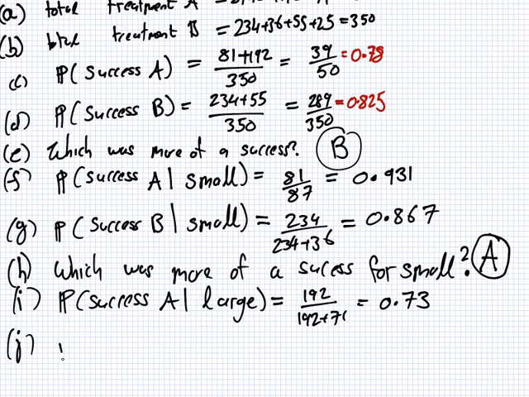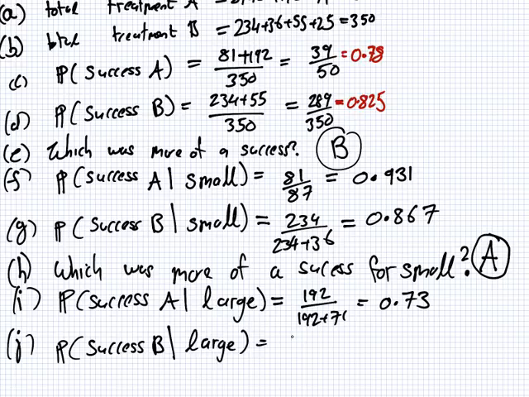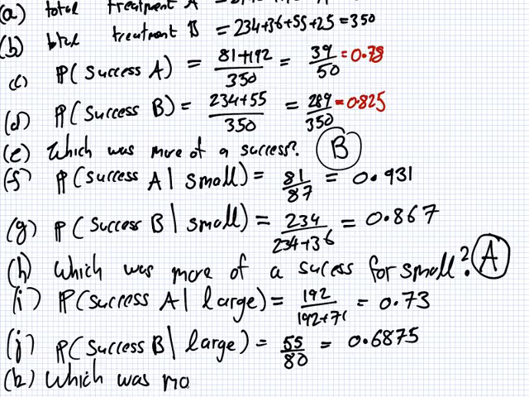What's the probability of having a successful treatment with B if the person has large kidney stones? Yeah, it's 55 over 80, is it? What's that now? 0.6875. So, which was more of a success for the large kidney stone people? A or B? A was more of a success.